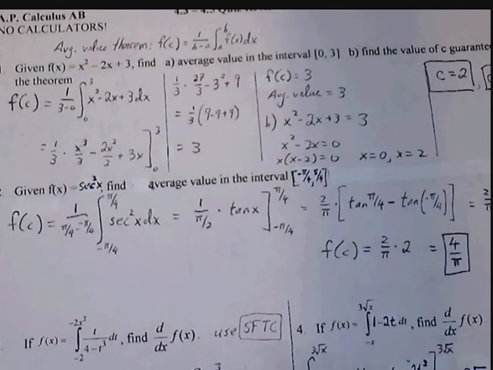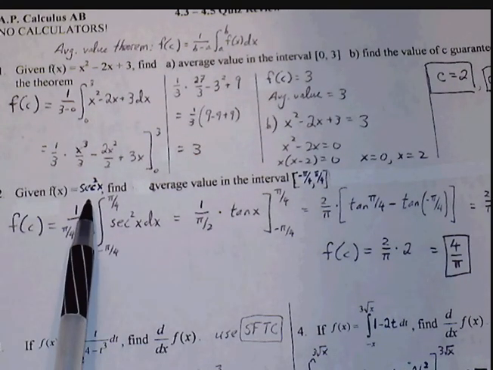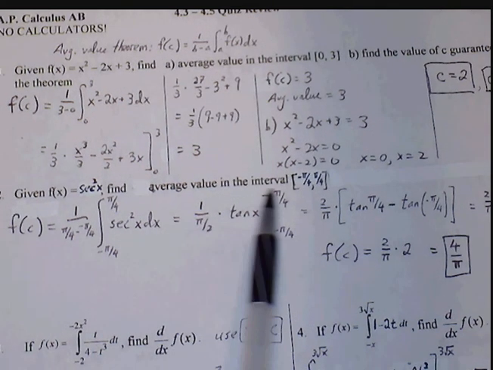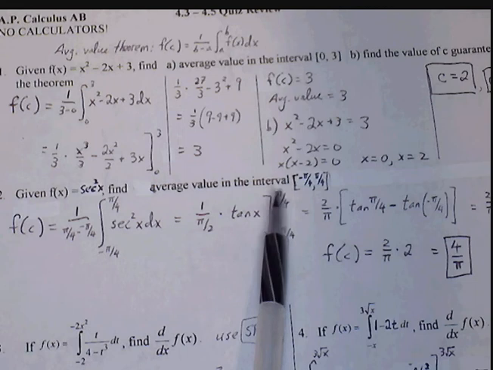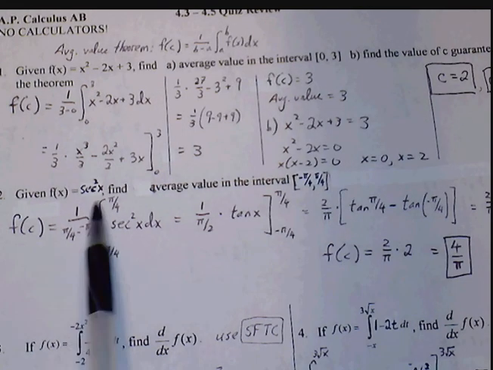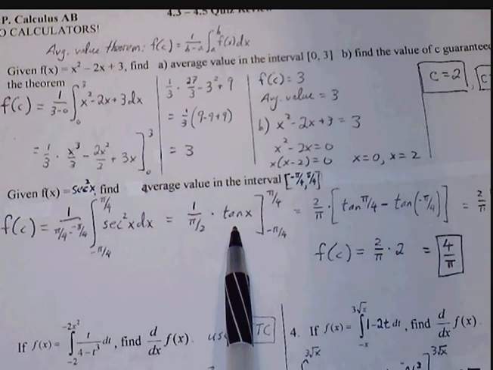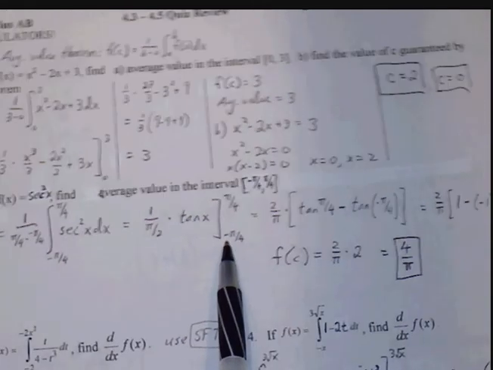Okay, number 2, we have our function being secant squared x. Again, we want to find the average value, but now we're only asking to find the average value. So 1 over b minus a, definite integral from a to b of secant squared x. Secant squared becomes tangent x. Plug in our upper and lower bounds.